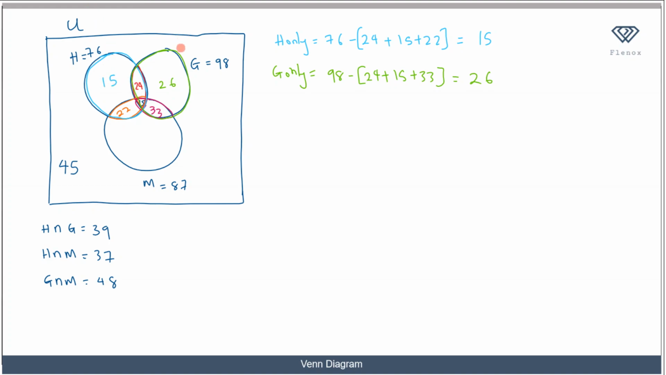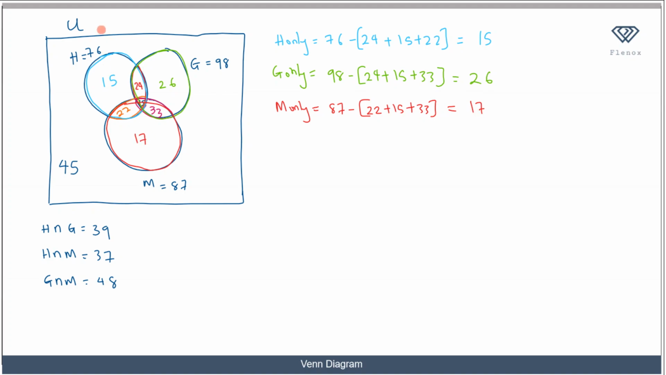And finally, for the last one, I'm going to use a different color to represent it. For mathematics, denoted by this, I'm told that 87 students like mathematics, but it comprises students that like both history and maths, and this section and this section. So to get people that like mathematics only, it's just going to be 87 minus the sum of those other numbers that I've gotten, which is 22 plus 15 plus 33, and that gives me 17. So I know that here is 17.